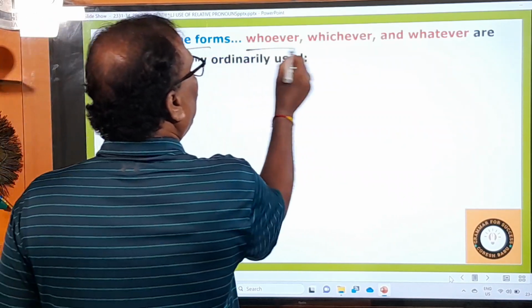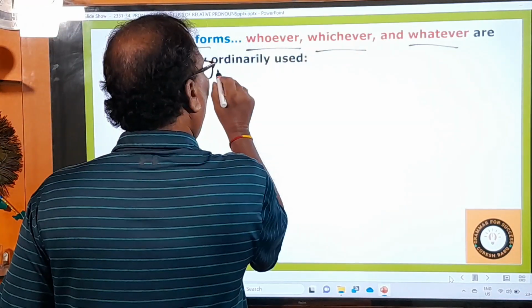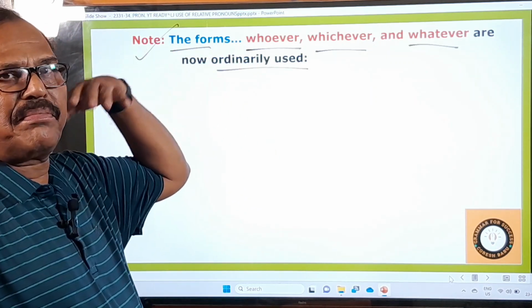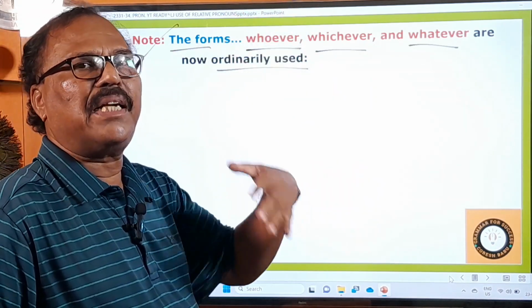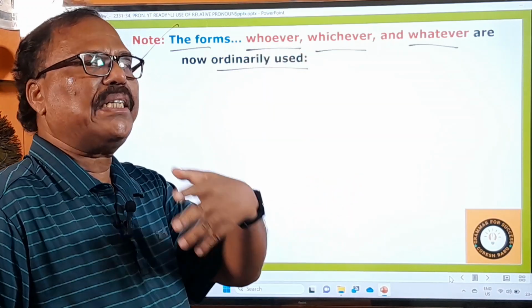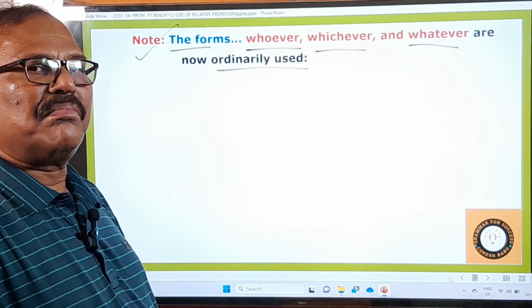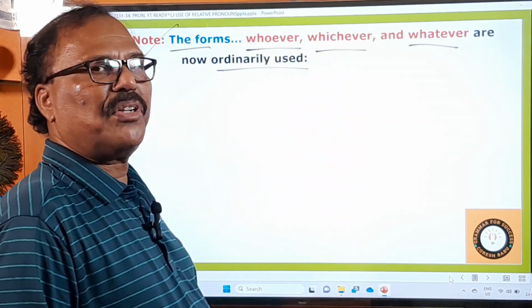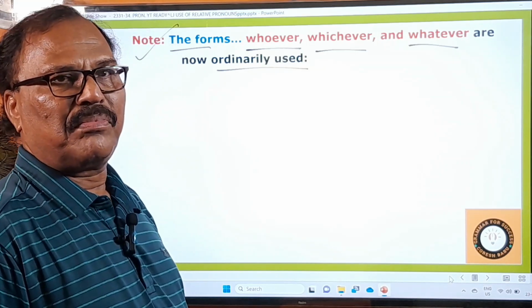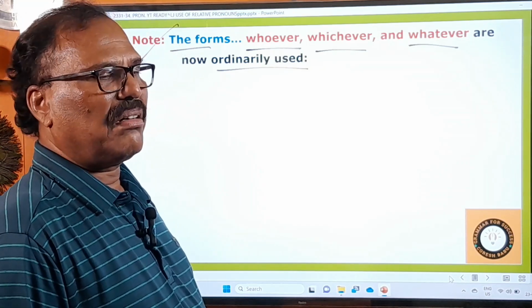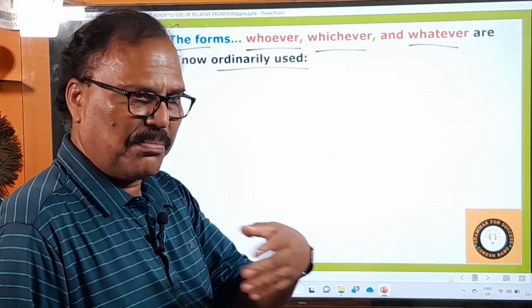The forms whoever, whichever, and whatever are now ordinarily used. This is a very important thing in your spoken English. Whoever comes, let him come. Whoever comes is welcome. Whichever you take, you can take whichever you like. Whichever means whatever the thing you like. Whatever you want, I'll provide you. Whatever you want, sir. What do you want? Whatever you want, sir, I'll provide it for you.